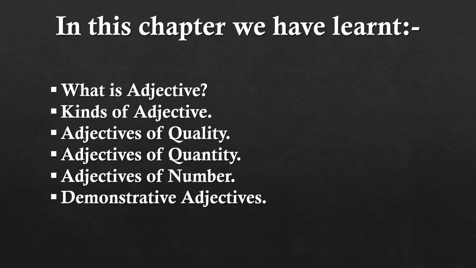Adjectives of quantity. Adjectives which tell us how much of the thing is meant are called adjectives of quantity. It answers the question how much. Adjectives of number. An adjective that tells us how many persons or things are indicated is called an adjective of number. It answers the question how many.